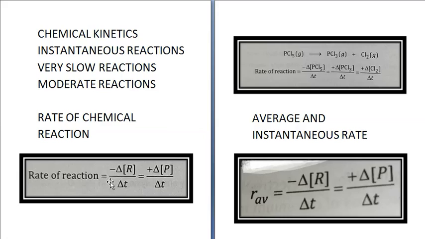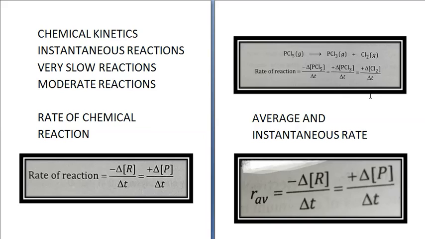Now let us take an example. Suppose we take the reaction PCl5 getting converted into PCl3 and Cl2. So in this case, rate of reaction will be minus delta concentration of PCl5 upon delta T, because this is the reactant, so minus. Or it can be increase in concentration of PCl3 or increase in concentration of Cl2. So it can be plus delta concentration of PCl3 upon delta T or plus delta Cl2 upon delta T.